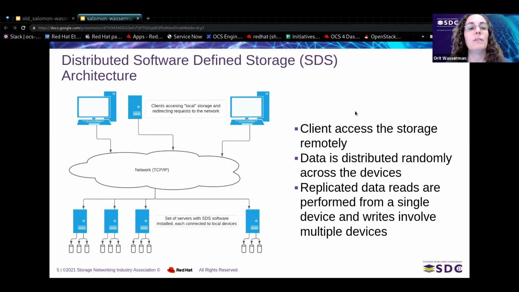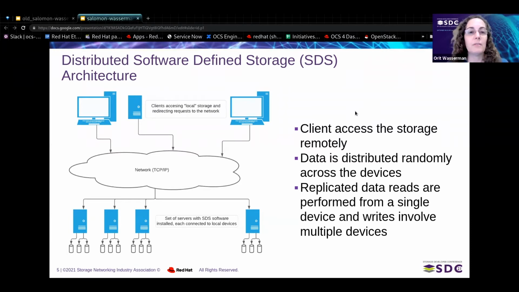Here's an example of a distributed SDS architecture. Usually the client connects to the storage through a standard network. And they can use standard network storage protocols, like NFS and SMB for file, and iSCSI and NVMe over Fabrics for block. They can also use specific clients for the storage. For example, from Ceph, we have KRBD, which provides a Linux block device, and KCephFS, which provides a file system, without any need to change the application.